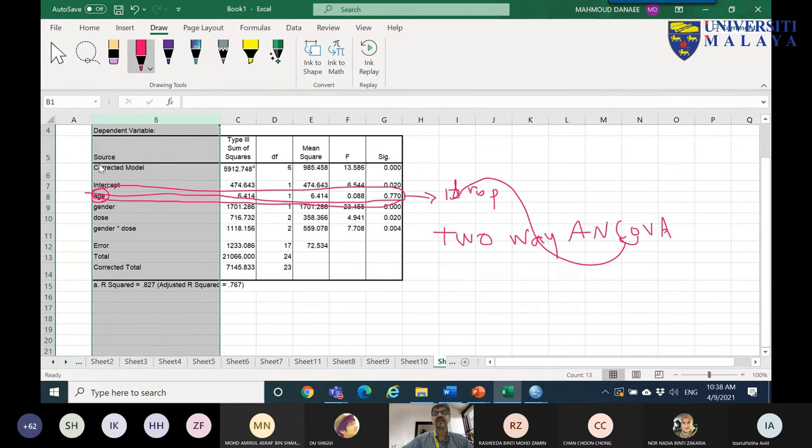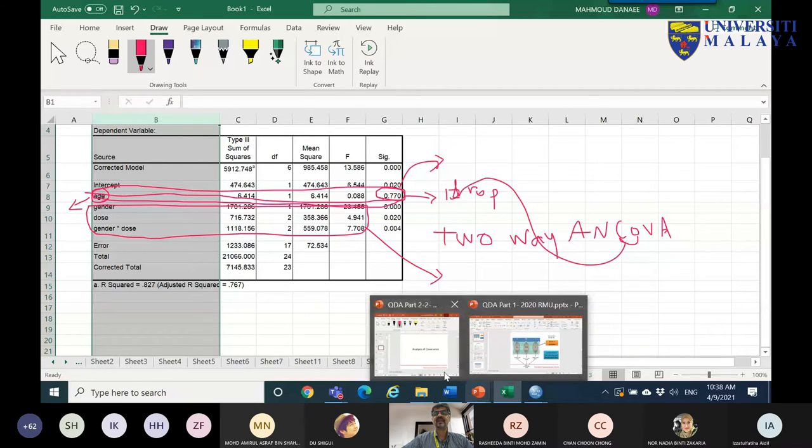So sometimes when there are many factors or variables that can potentially affect your outcome, you need to add them to the model and see whether they are significant or not. If they are significant, then you have to keep them. If they are not significant, then you can drop them from the model. But at least when you add the significant one, the impact of the main factors will be adjusted. So the real impact of gender and dose will be adjusted according to those confounders or covariates.